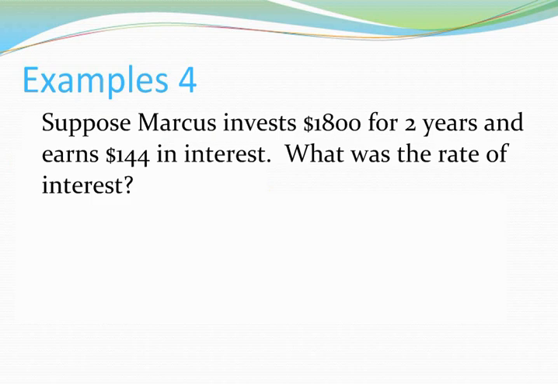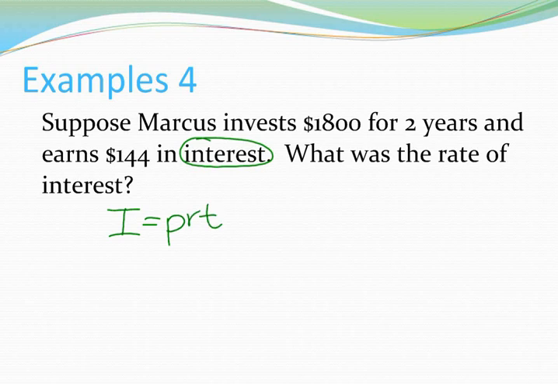Our fourth example is getting even more challenging. This time we're going to have to solve for a variable in the middle of our problem. Let's read it. Suppose Marcus invests $1,800 for 2 years and earns $144 in interest. What was the rate of interest? We're looking for the rate this time. So we know we're looking for simple interest. We know that because the problem is talking about it earns interest. So we're going to use the formula I equals PRT.